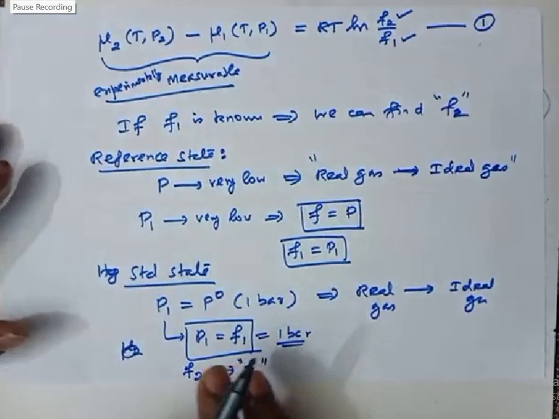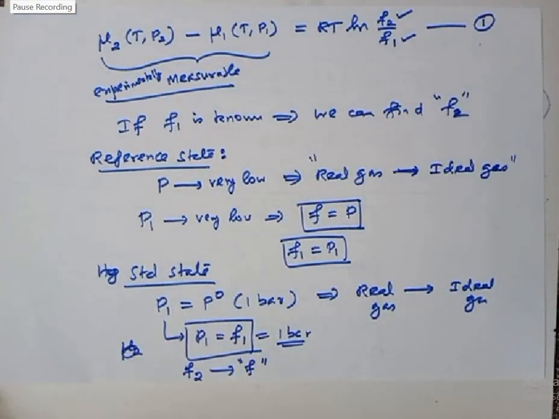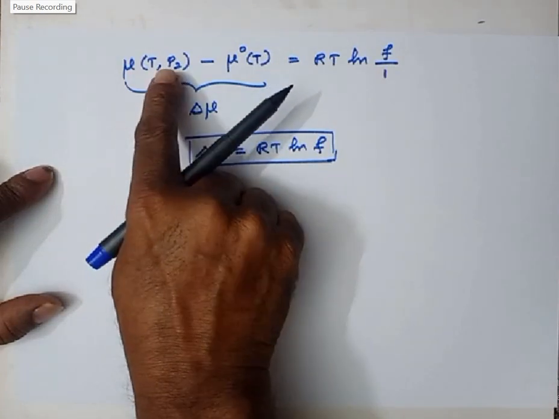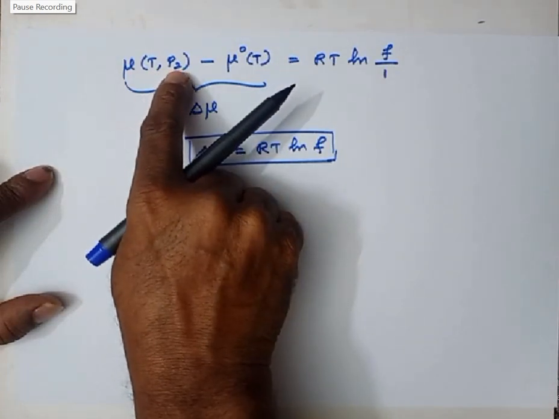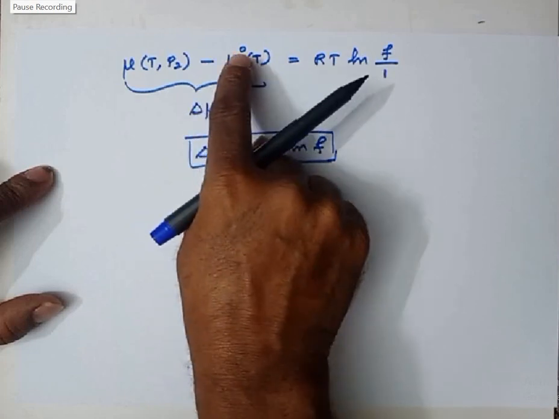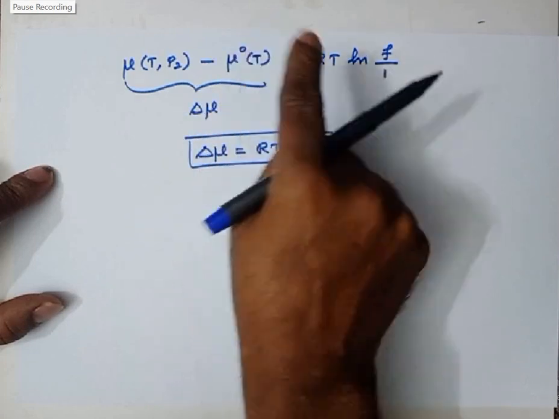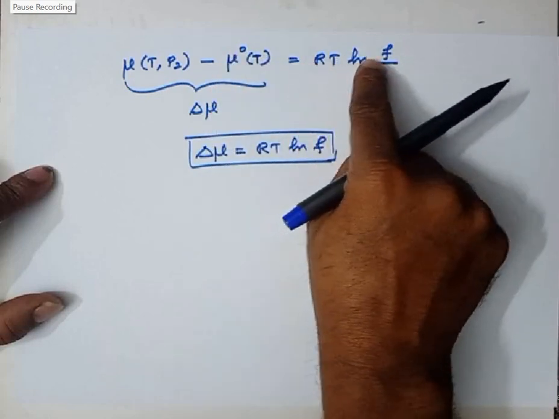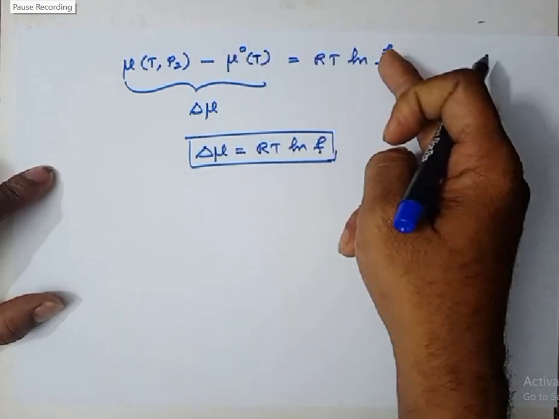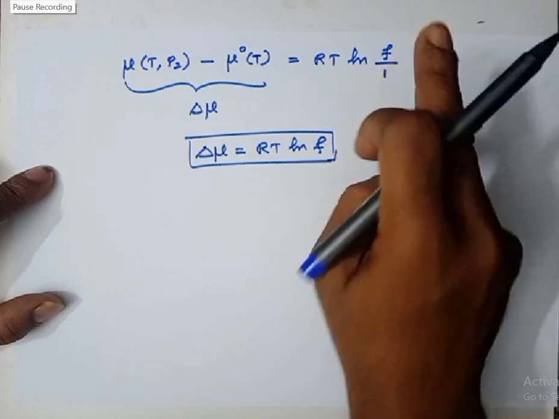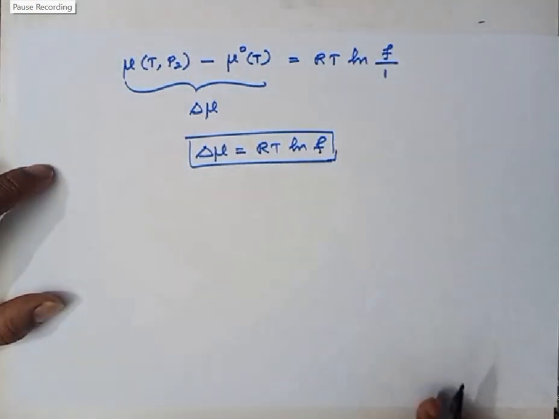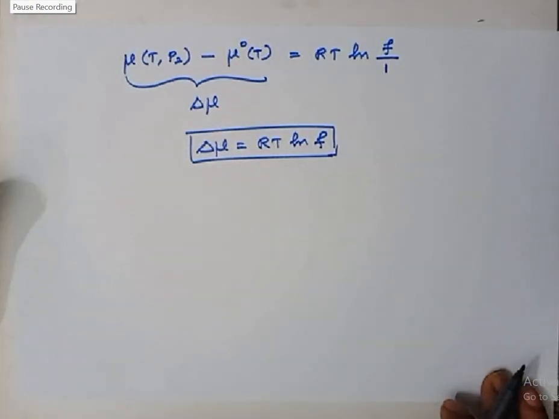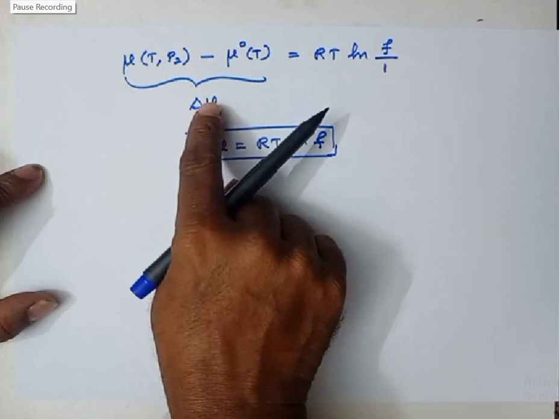Okay, now what will happen to this equation? Just take down this. Okay, so chemical potential at temperature T and at pressure P2 minus standard chemical potential, because we have taken P1 as 1 bar. So, you will get standard chemical potential equal to RT ln. You replace F2 as F and F1 as 1 bar. Because we have taken standard state as the initial state, and this difference is nothing but delta mu.